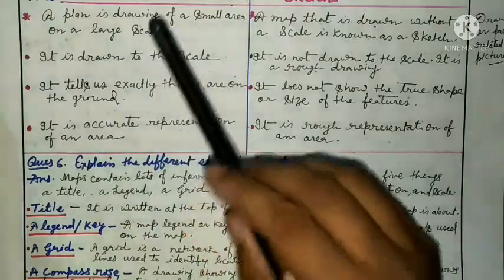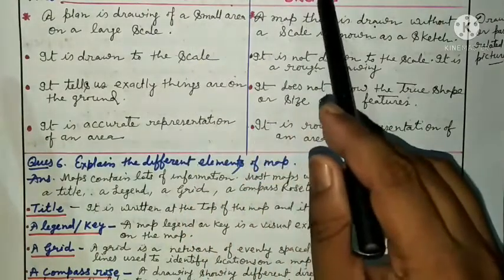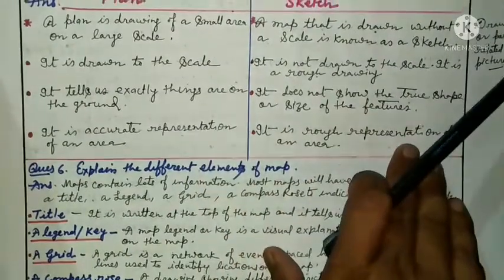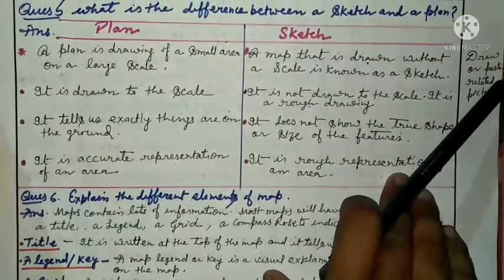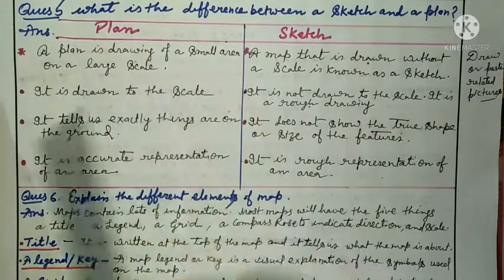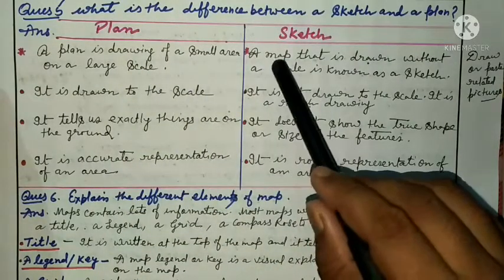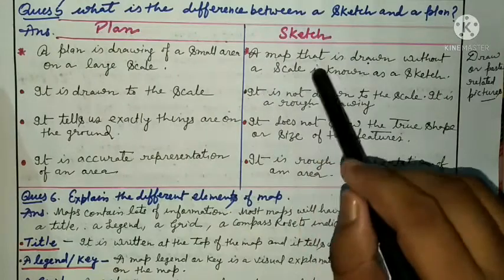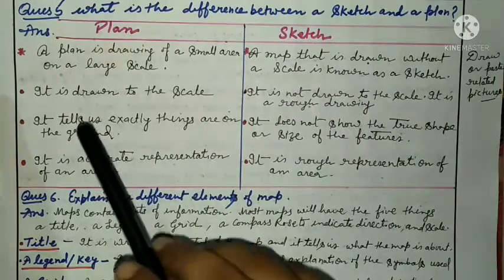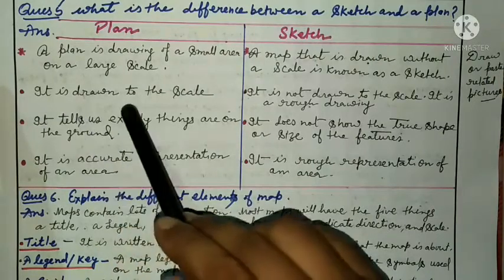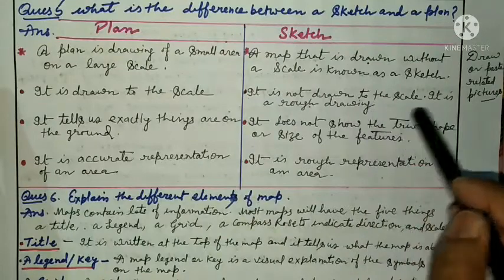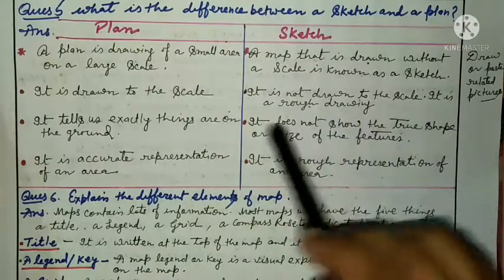Question 5. What is the difference between a sketch and plan? Plan: a drawing of a small area on a large scale. Sketch: a map that is drawn without a scale is known as a sketch. Plan: it is a drawing to the scale. Sketch: it is not drawn to the scale, it is a rough drawing.